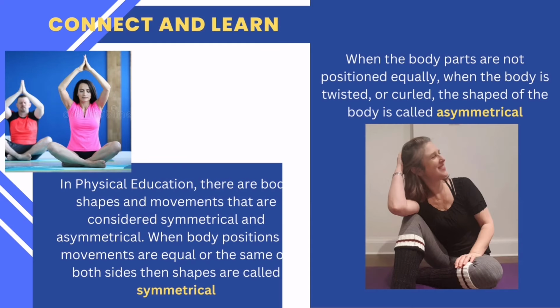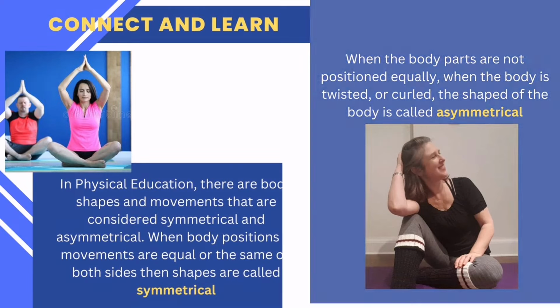In physical education, there are body shapes and movements that are considered symmetrical and asymmetrical. When body positions or movements are equal or the same on both sides, then shapes are called symmetrical. When the body parts are not positioned equally, when the body is twisted or curled, the shape of the body is called asymmetrical.